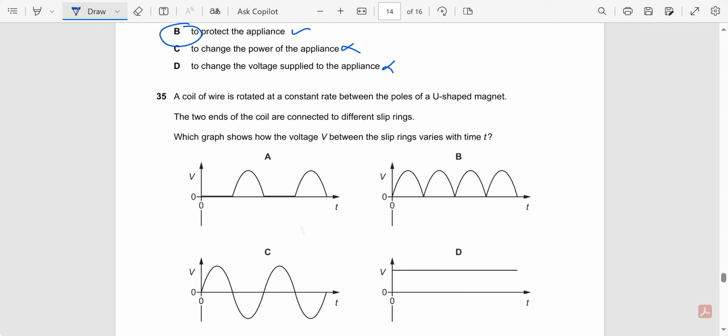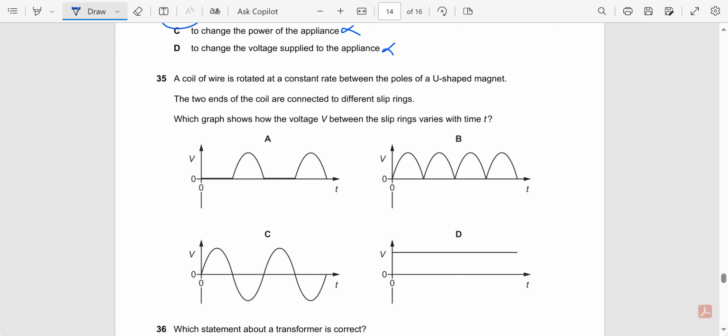A coil of wire is rotated at a constant rate between the poles of a U-shaped magnet. The two ends of the coil are connected to different slip rings. Which graph shows how the voltage between the slip rings varies with time t? So it should be a sinusoidal wave. One time it will be positive, one time it will be negative, positive, negative.